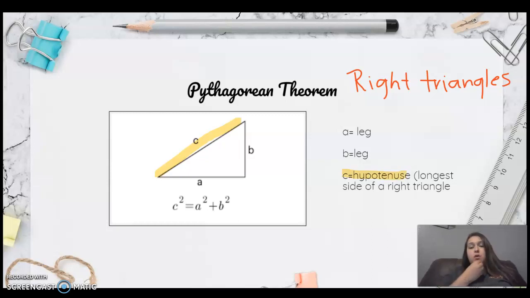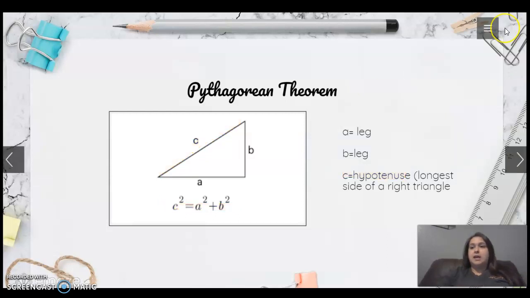Okay, that is the most important, because a and b can be arbitrary, they can be switched, but c has to be at the very end, after that equal sign, or at the beginning before the equal sign. So the equation that we have is c squared is equal to a squared plus b squared, saying that the two sides squared is going to equal your longest side squared. Okay, and again, this can only be used on right triangles. And this is when we are looking for sides.